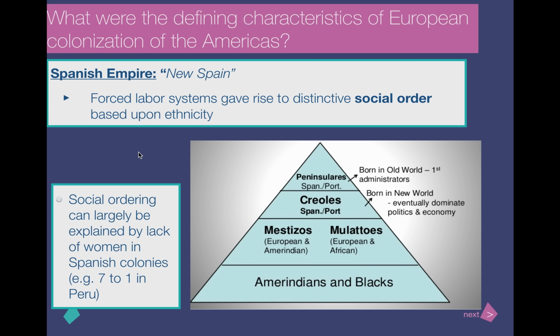And this is going to come back and be of significance when we start to talk about some of these independence movements. And we're going to see, what are people really fighting for? Is it social equality, or is it just to get rid of the colonial system? So the social class system was going to come back to us.